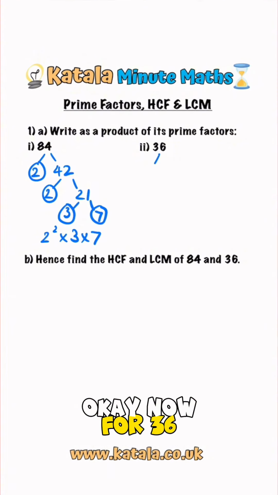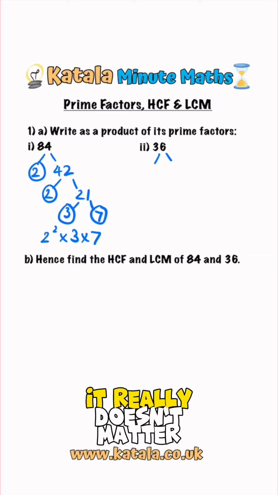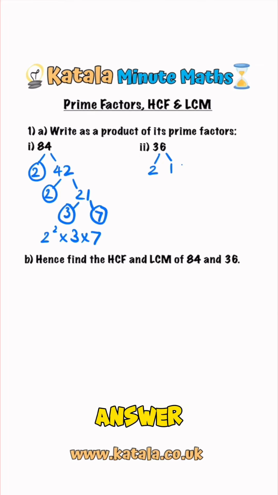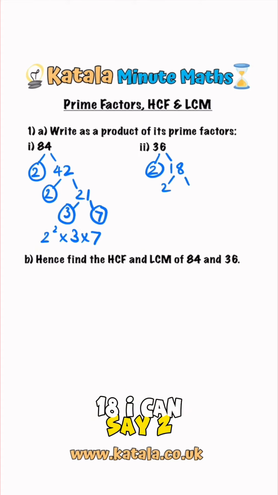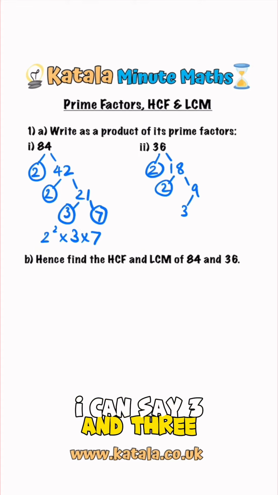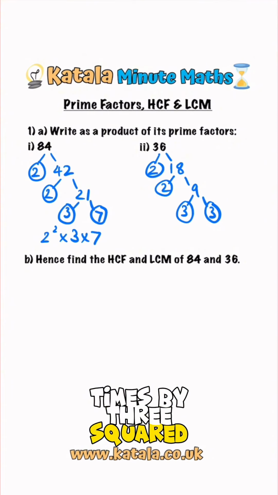Okay, now for 36, again, it doesn't matter how I start breaking it up. I could say 2 and 18 or 6 and 6. It really doesn't matter. We'll always end up with the same answer. I'm just going to say 2 and 18 here, and 2 is of course prime. 18, I can say 2 and 9, and 9 I can say 3 and 3. And so 36 would be 2 squared times by 3 squared.